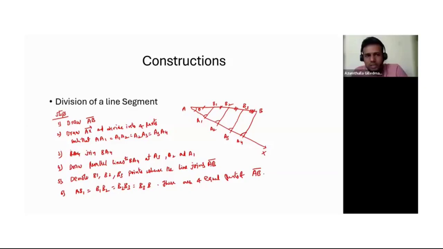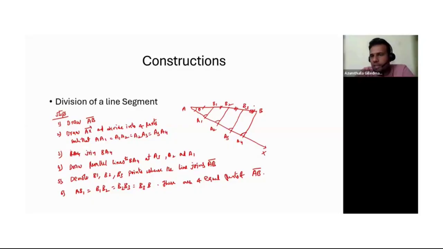So if steps are asked, just write the steps like whatever we have done. First we draw the line segment AB, and then we draw AX with an acute angle, and then with 2 centimeters, I divided four equal parts on the line AX, and then I join B and A4, and I draw parallel lines to BA4 at A3, A2, and A1. Wherever it touches, those points we indicated as B1, B2, B3. Then the line segment AB is divided into 4 equal parts, such that AB1 is equal to B1B2, equal to B2B3, and equal to B3B. So that's how we can divide a line segment into equal parts.